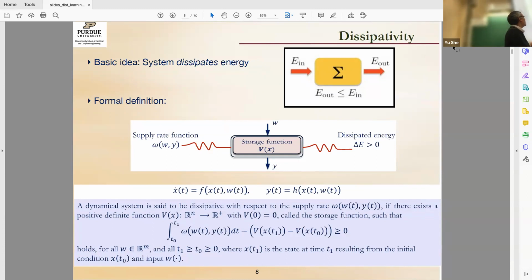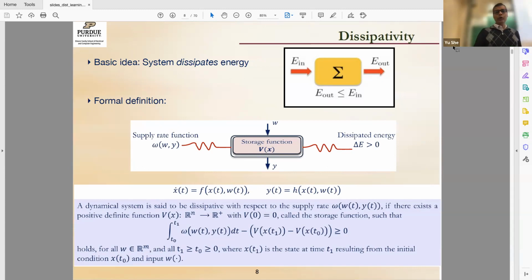Right? So if we talk about energy being stored through a storage function V(x), being supplied from an input W and an output Y, think about this as voltage times current, for instance, so it's power. External supplies, and then dissipated energy essentially should be greater than 0, and we formalize that through an integral of this. So the energy being stored should be less than the energy being supplied. So some energy is being lost.